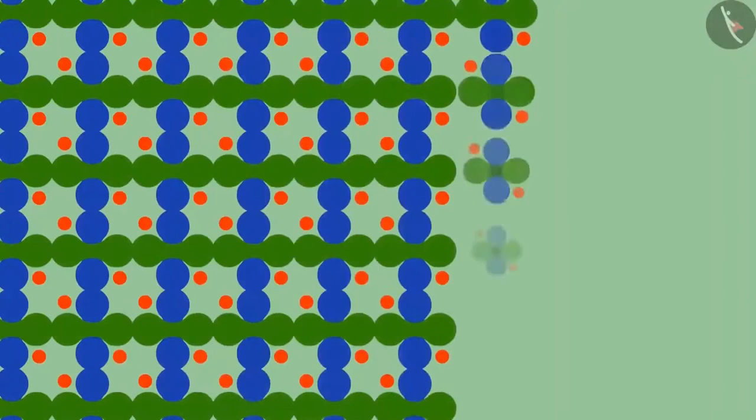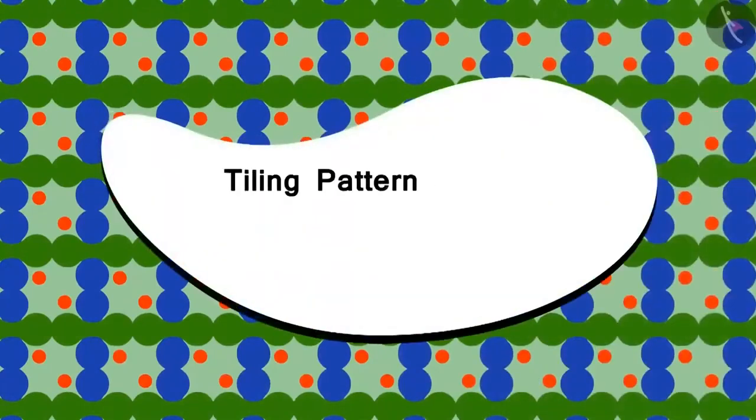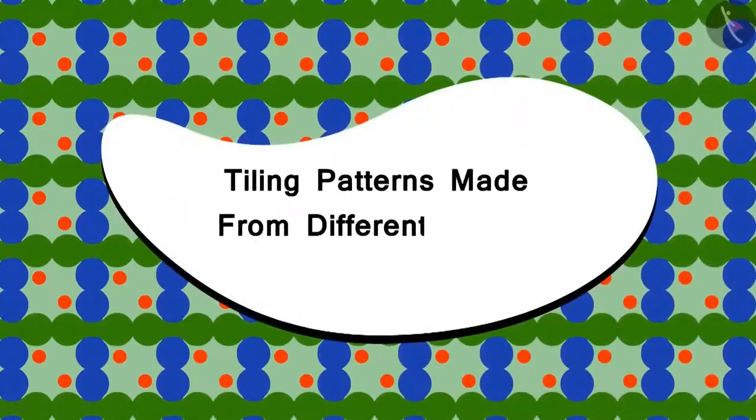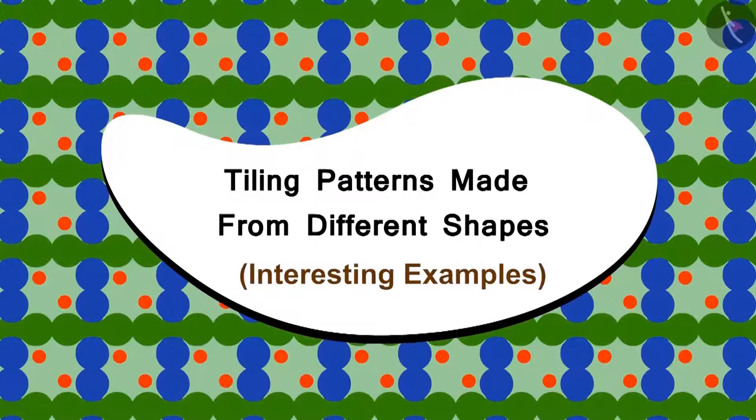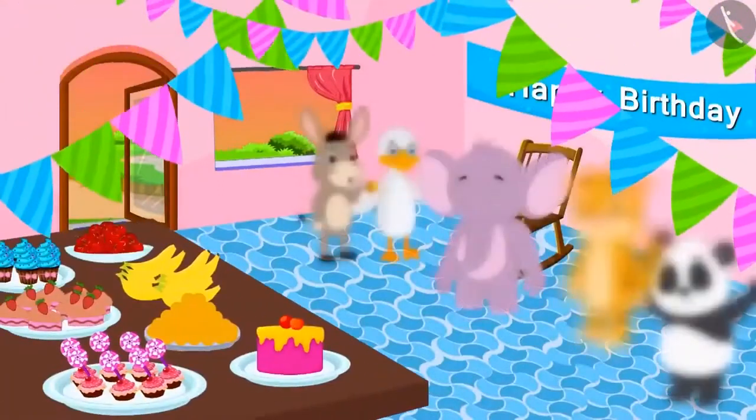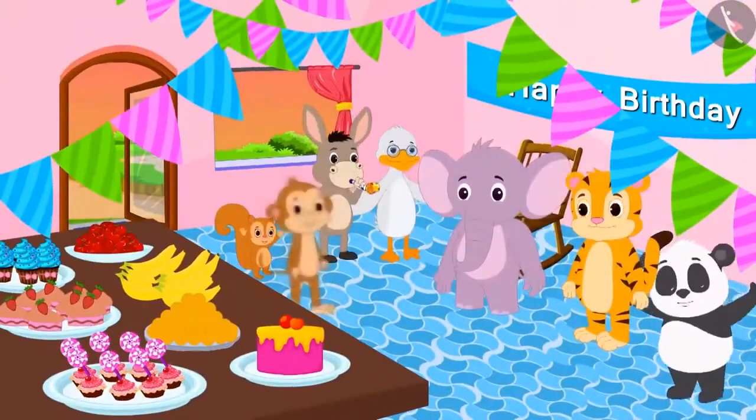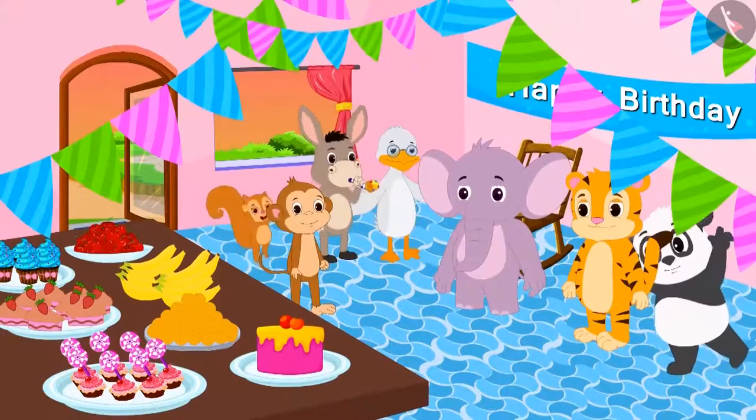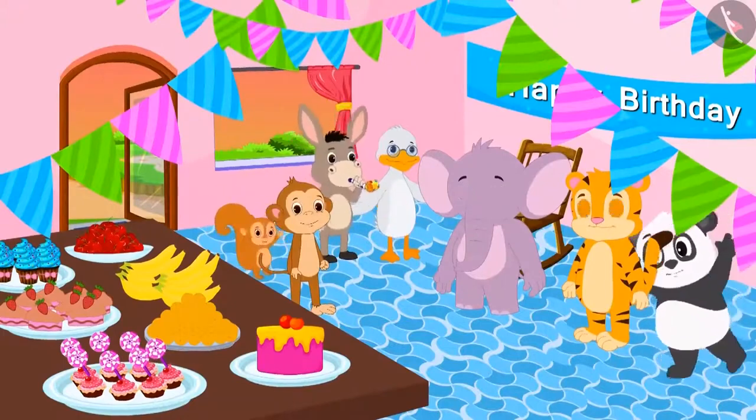In the previous lesson, we learnt about tiling patterns made from different shapes. In this lesson, we will learn more about this through interesting examples. Sher Khan, Chanda and Babban have come to Appu's birthday party.